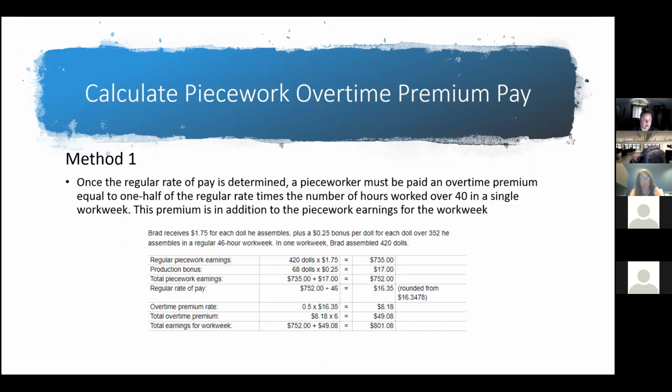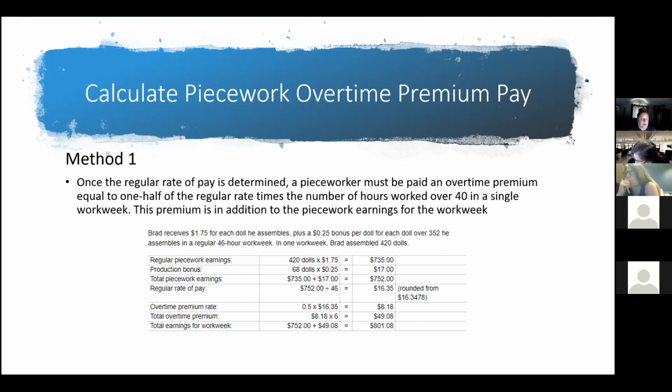So his regular earnings are 420 times 1.75 is $735. He produced 68 dolls over the 352 doll limit to get the extra 25 cents. So that's an extra $17. So his total piecework earnings for the week is those two things added together, or $752. We divide that by 46 hours. He gets $16.35 per hour for his regular rate of pay.